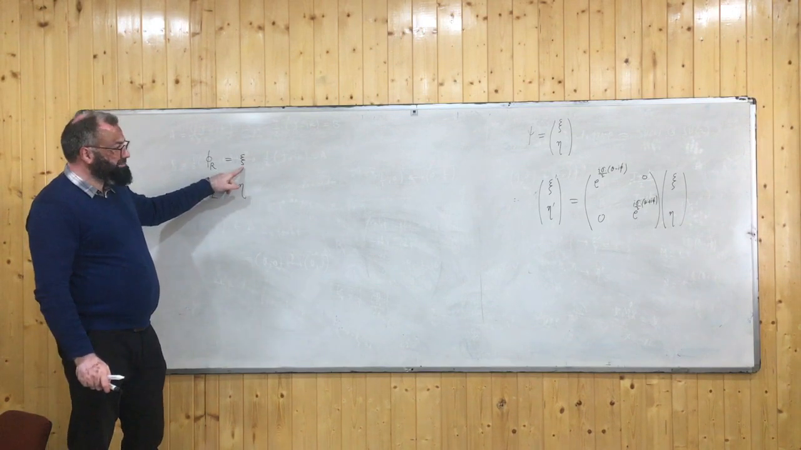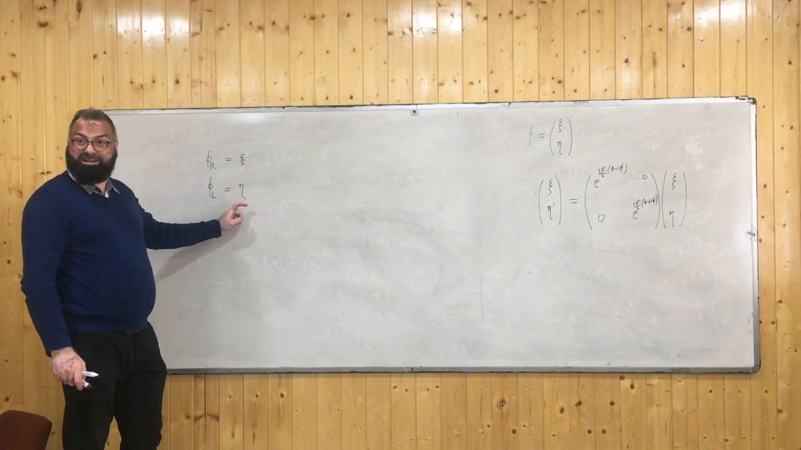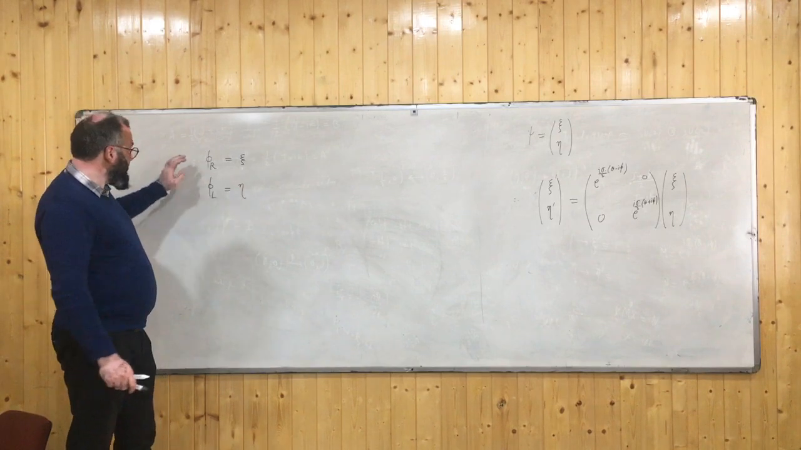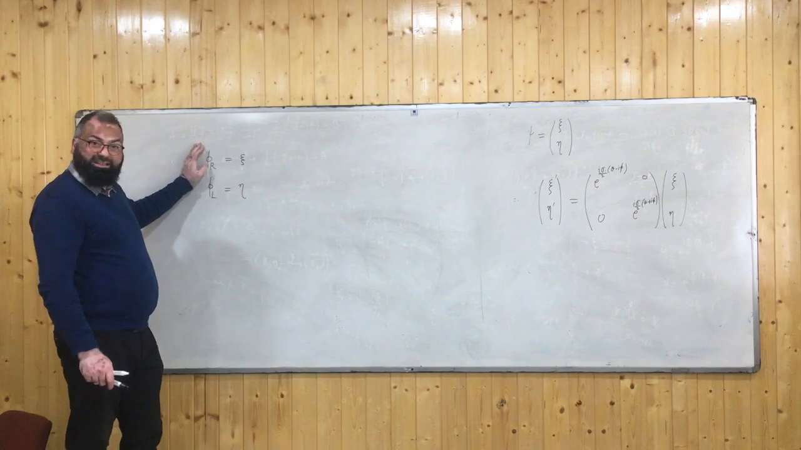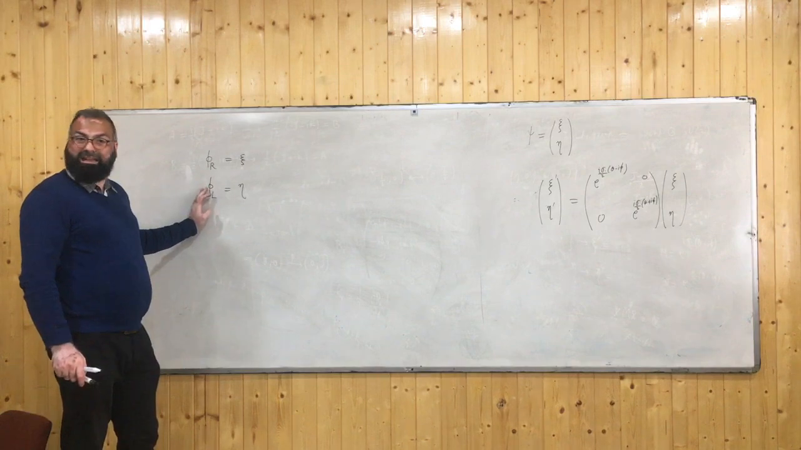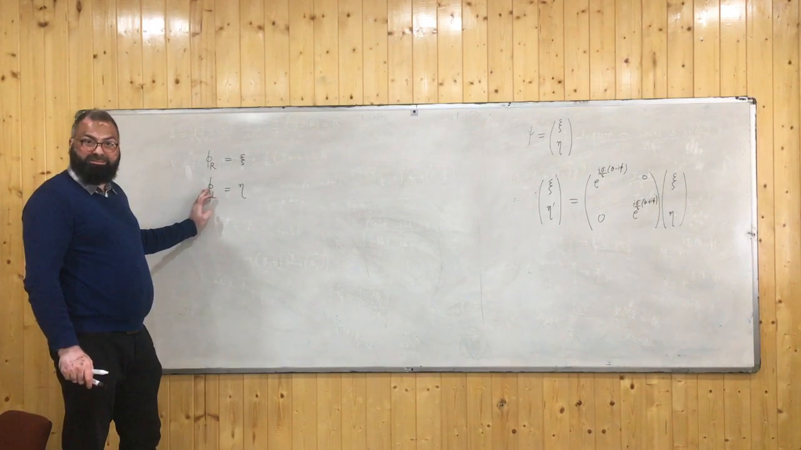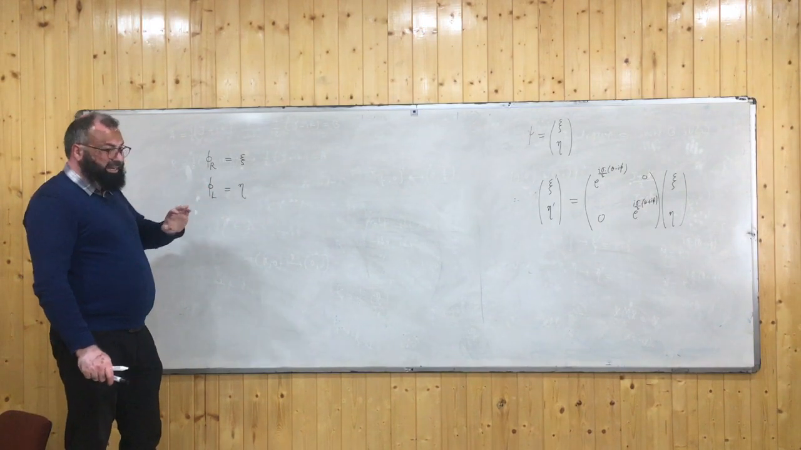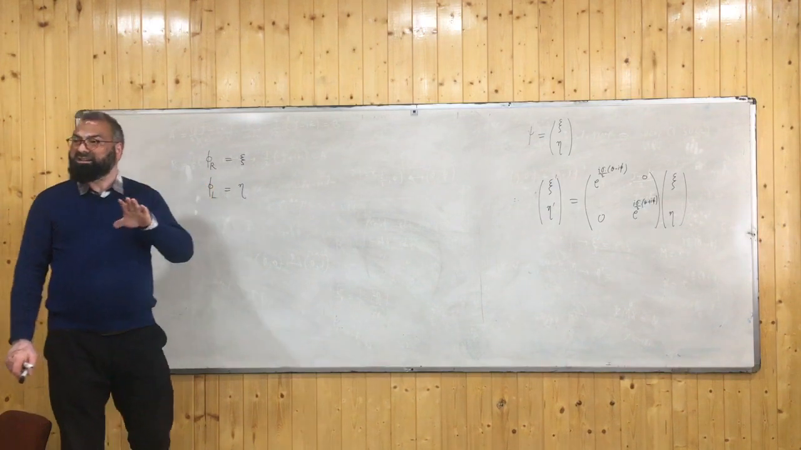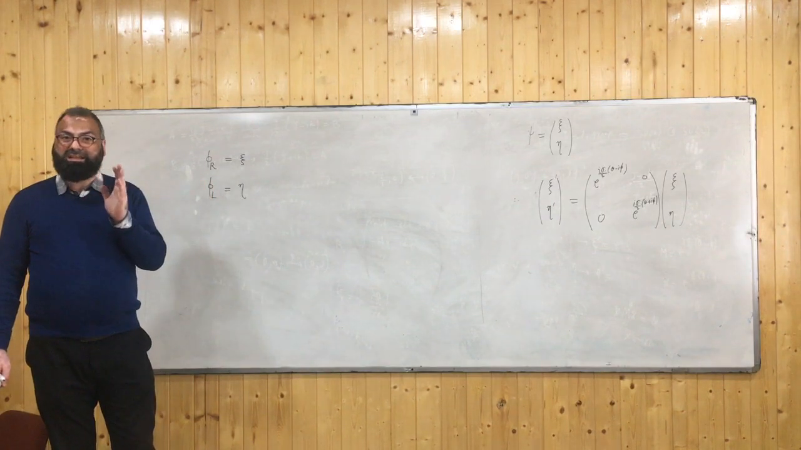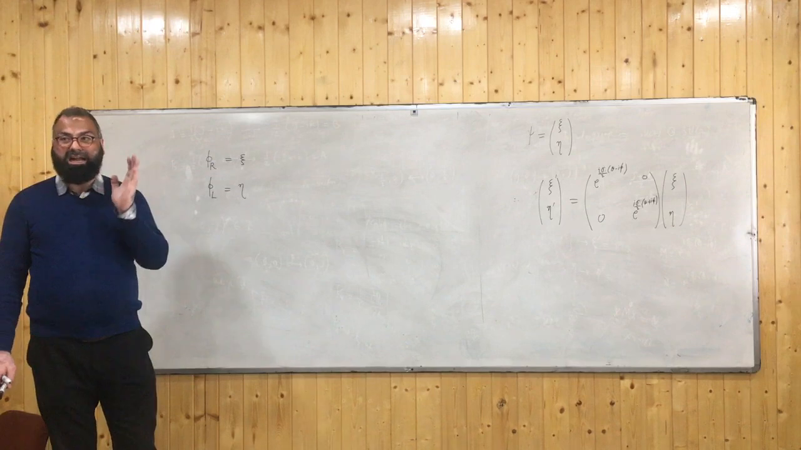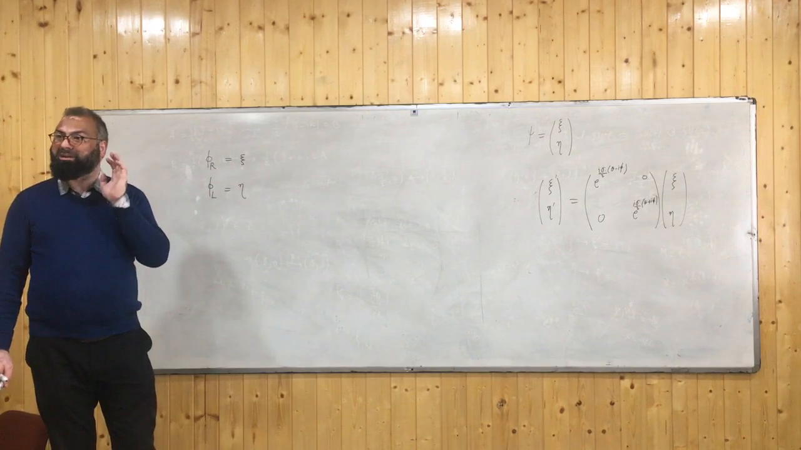So this zeta represents a spin half particle, and eta represents a spin half particle. I am having two types of particles here, a right moving particle and a left moving particle. But if they are at rest, I cannot distinguish whether it is right or left, so they are identical to each other. Let's remember this kind of rule.